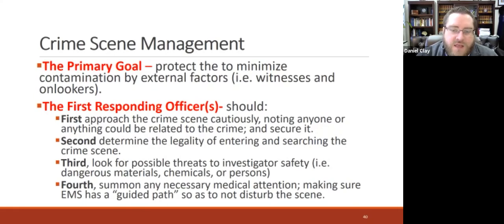And then, yeah, you do a safety sweep, which you can do once you're in a house without a warrant, to make sure there's no other threats or no other people in the house. And then that part of your first response is generally over. Now, in between, and sometimes subsequent, but usually in between, we have our fourth thing that we ask first responders to do, and that is to summon any necessary medical attention.